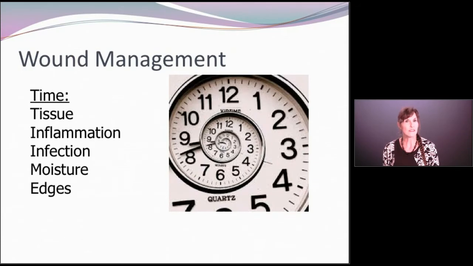One way that I like to think about wound management is, in the literature, there's actually an acronym called TIME. And these are some of the different elements, if you will, that you can think about as you are trying to determine an appropriate type of treatment for the wound. And by treatment, I'm really referring at this point specifically to topical therapies. So with TIME, TIME is tissue, inflammation, infection, moisture, and edges.